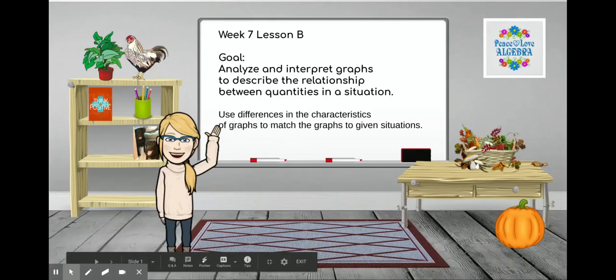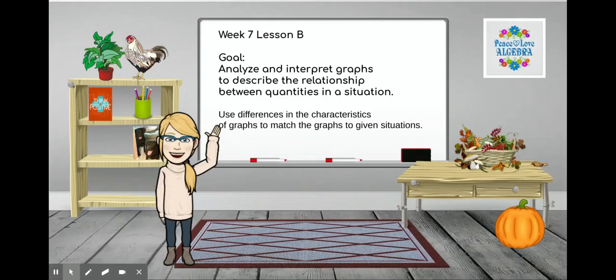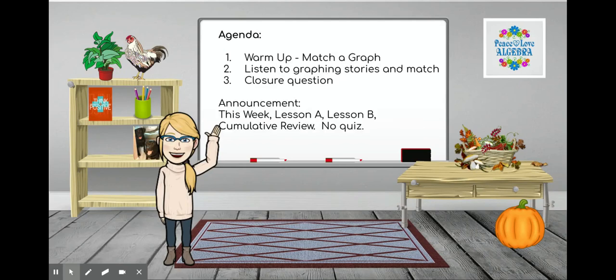Week 7, Lesson B. Our goal: analyze and interpret graphs to describe the relationship between quantities in a situation. Use differences in the characteristics of graphs to match graphs to given situations. I'm going to be reading you some stories, and you're going to try to basically pick out the picture or the graph that matches. We're going to do a warm-up. We're going to match a graph to a story and tell why.